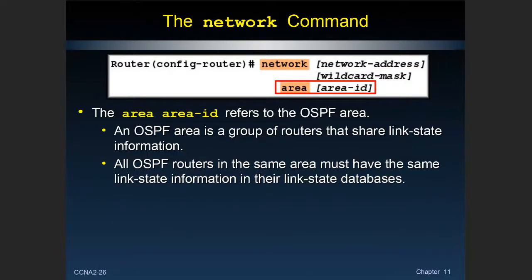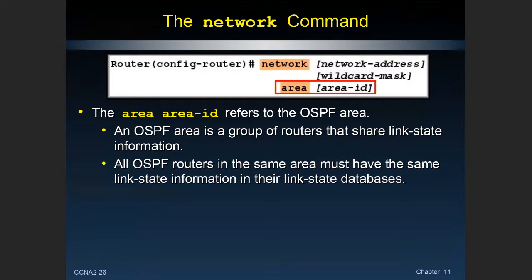Okay, so the area ID in OSPF, you always have to start with area 0. So in CCNA now, it's single area OSPF only. You'll only have one area, and it will always be area 0. Area 0 must be first, and you can add other areas in any order you want to. In the textbooks, they always have area 0 and area 51, the flying saucer area. But we're just going to have area 0 in this class.